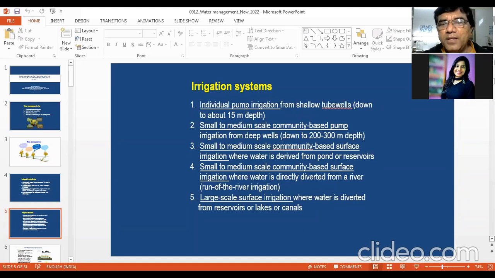So you get mainly two kinds of sources, surface water sources and underground water. Underground water is pumped by tube wells, and surface water may be ponds, reservoirs, or maybe rivers, or maybe canals.